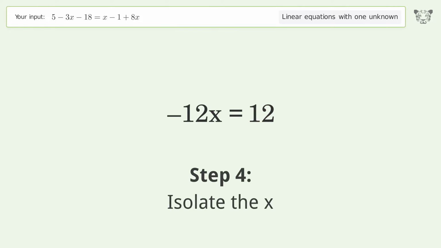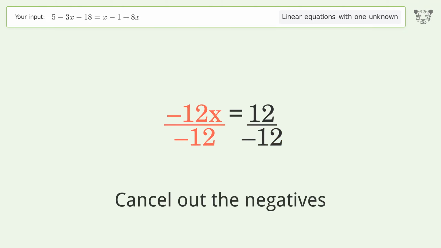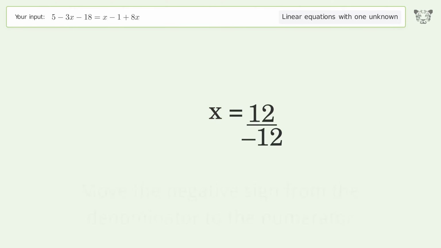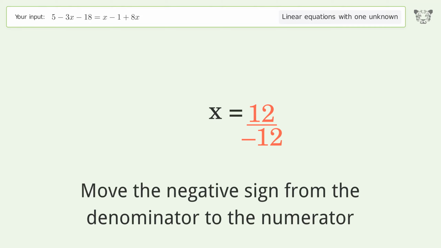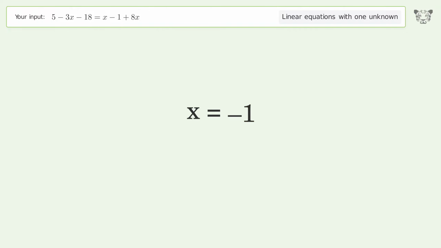Isolate the x. Divide both sides by -12. Cancel out the negatives. Simplify the fraction. Move the negative sign from the denominator to the numerator. Simplify the fraction. And so the final result is x equals -1.